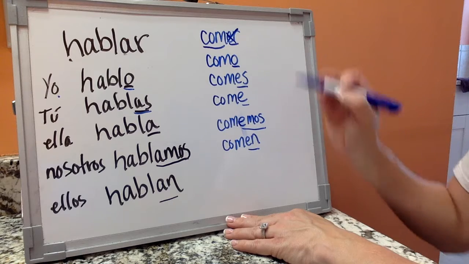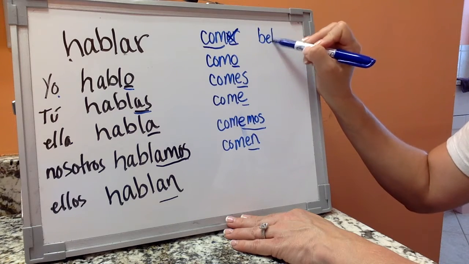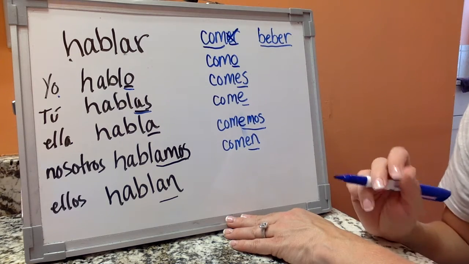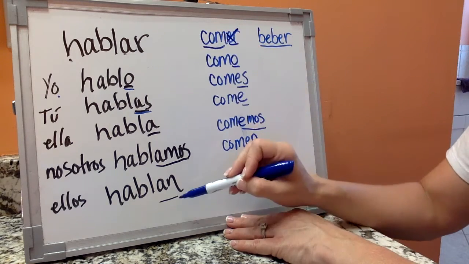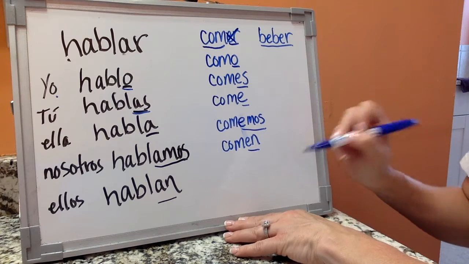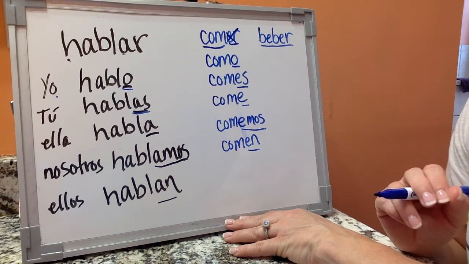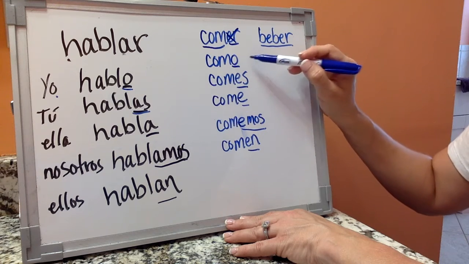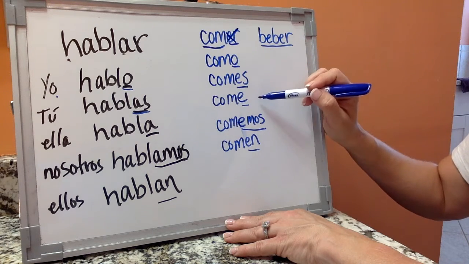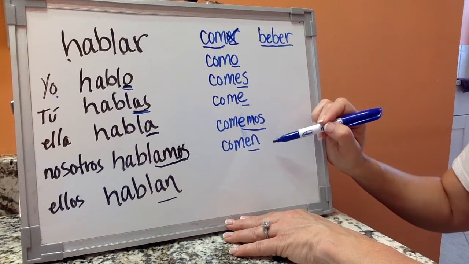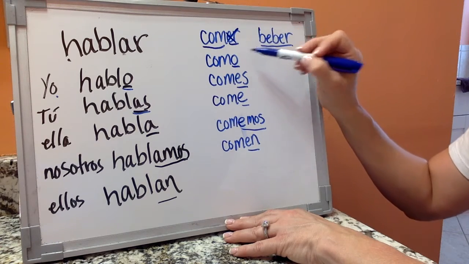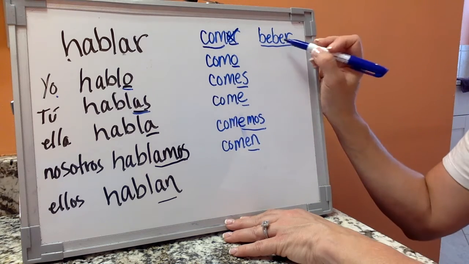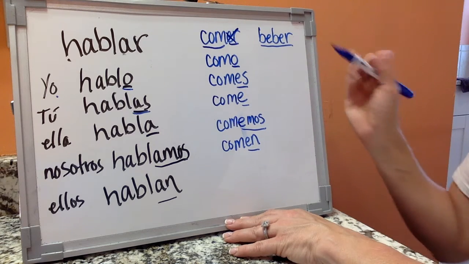Okay? Now, if we take any other ER verb, just like we studied in chapter 2, all of your AR verbs are conjugated the same. All of your ER verbs are conjugated in the exact same manner. So you have comer, yo como, comes, come, comemos, comen. Okay? So that's to eat. If I want to say I eat, yo como. Okay? Beber is to drink, okay?